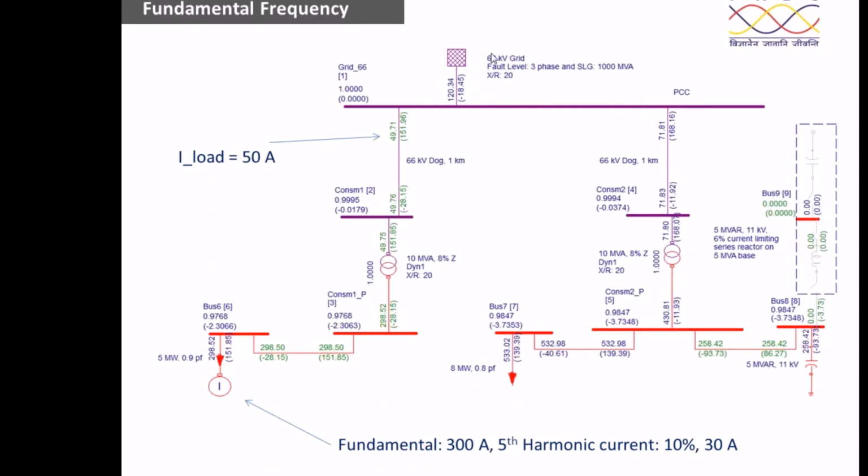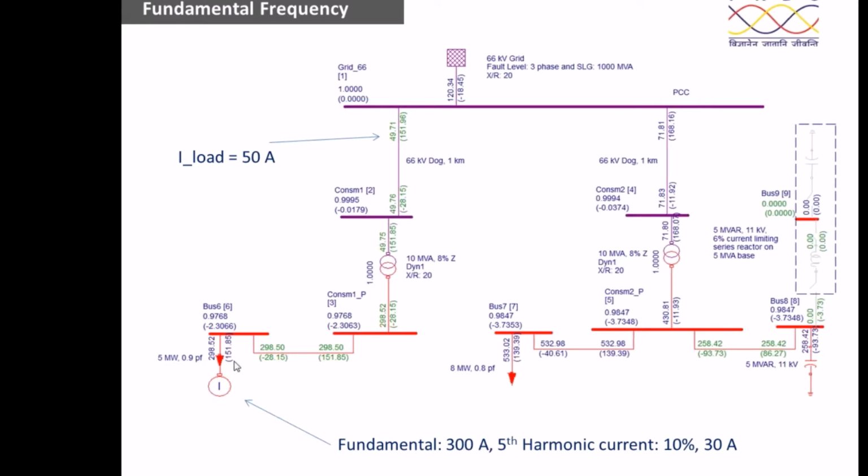This is a 66 kV grid. Three-phase fault level is 1000 MVA. X by R ratio is 20. Then this is the consumer who has a fundamental current of 300 ampere, and fifth harmonic current 10%, that is 30 ampere. 10% of 300 ampere, that is 30 ampere, is the fifth harmonic current here. This is a non-linear load.